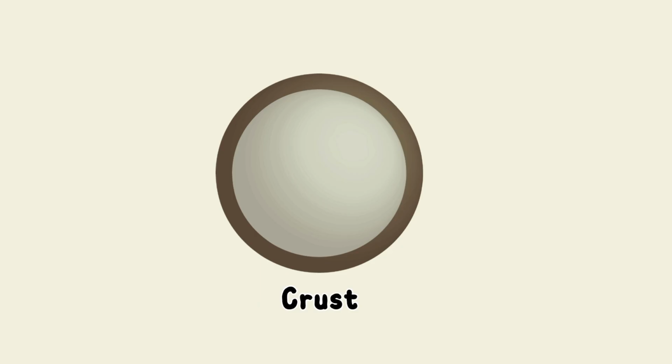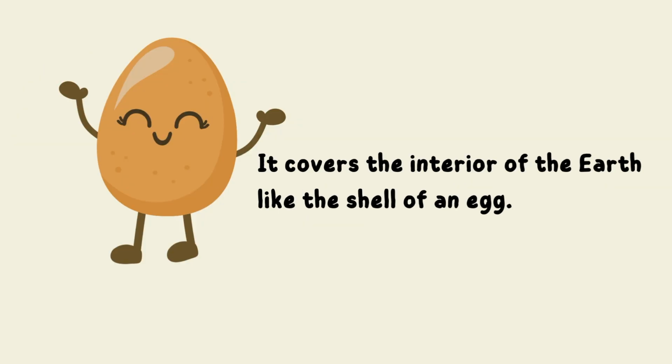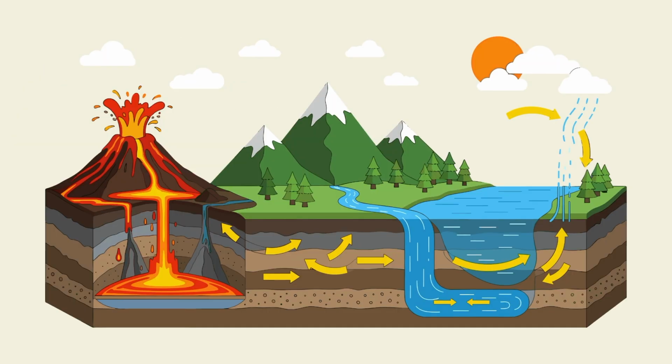Let us learn about the first layer of the Earth, that is the crust of the Earth. The crust is the Earth's thinnest layer. It is solid and brittle and it is the outermost layer of the Earth. It covers the interior of the Earth like the shell of an egg. All life, oceans and continents exist on this layer.